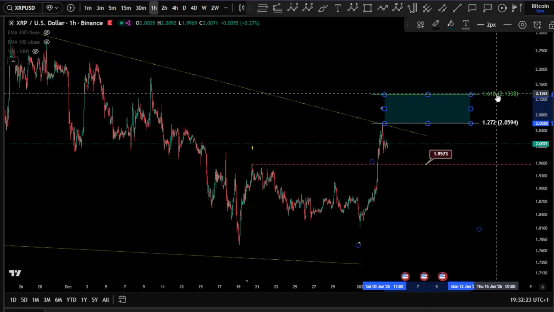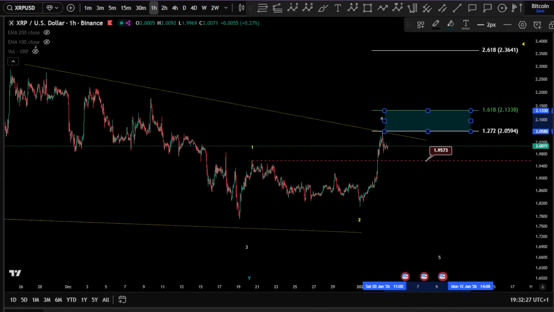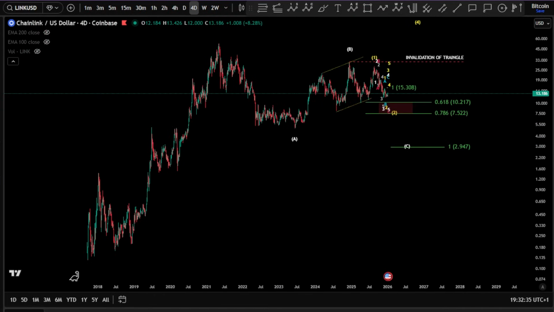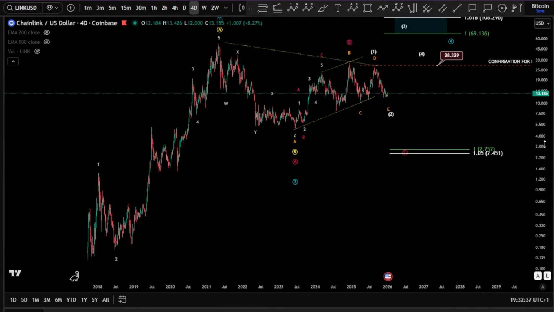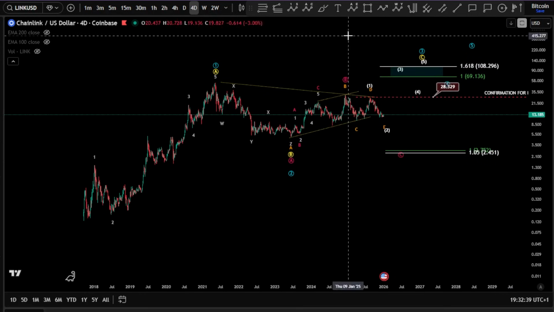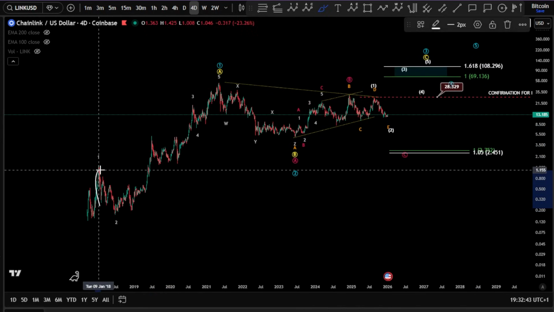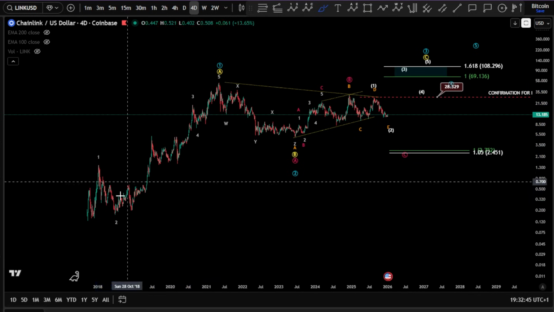In the blue box, 1.618, $2.13, and we take it from there. The next one we're going to see on our list is Link. For Link as well, we are looking at the all-time history. For Link, we are also impulsive in this chart as an all-time history. The direction of the market is upward since we have a 1, 2, 3, 4, 5.